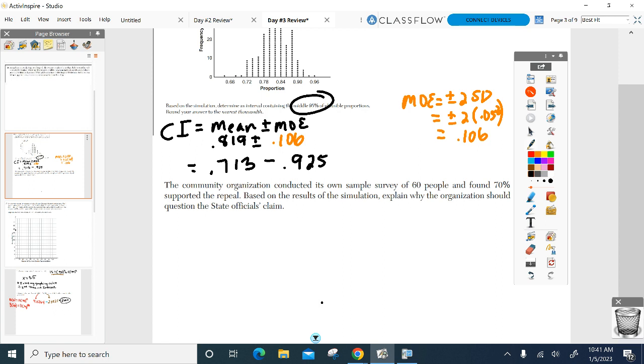All right, as you read through, a survey of 60 people found 70%. Why should the organization question the claim? Where does 70 fall, inside or outside? Outside. That's all you have to write. 70% falls outside the confidence interval.